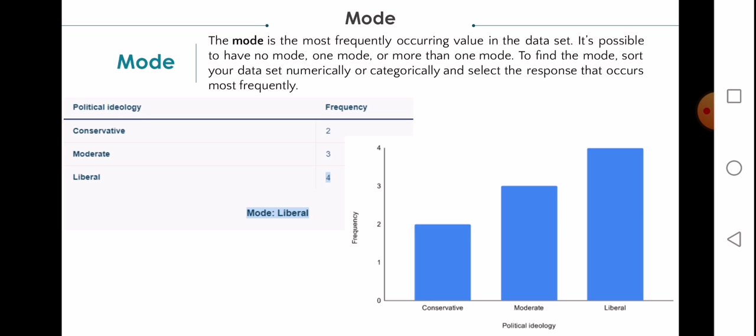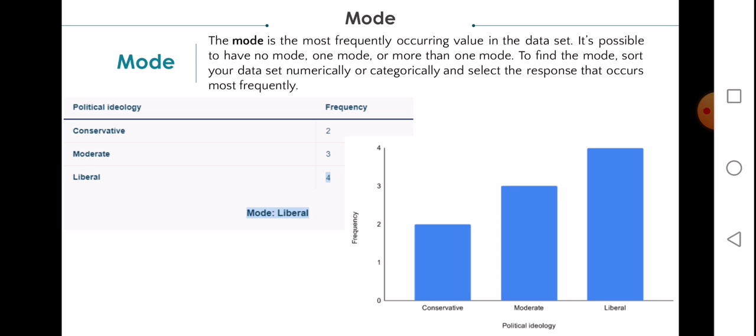Next is the mode. The mode is the most frequently occurring value in the dataset. It's possible to have no mode, one mode, or more than one mode. To find the mode, sort your dataset numerically or categorically and select the response that occurs most frequently. So, the mode is the value that occurs most frequently in your dataset.